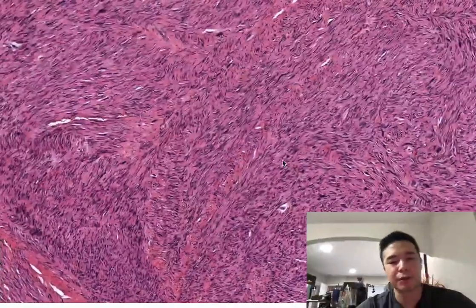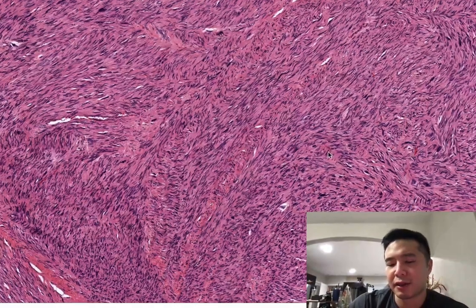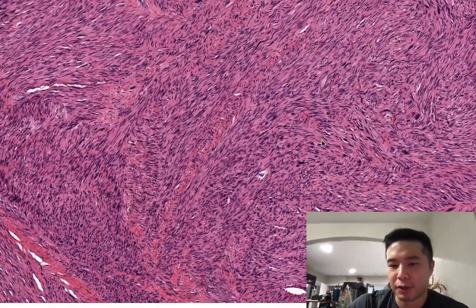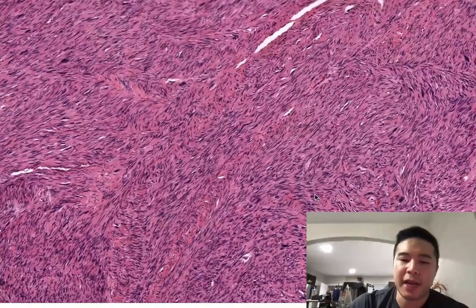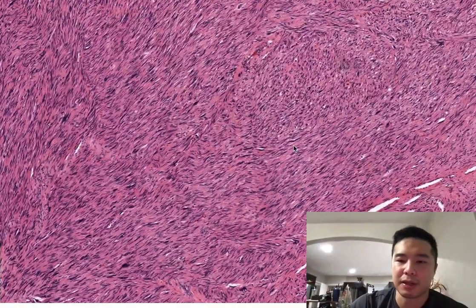So this would stain for desmin, but desmin can also stain skeletal muscle as well. So you can also do an H-caldesmon, SMA, and that will also stain these smooth muscles.